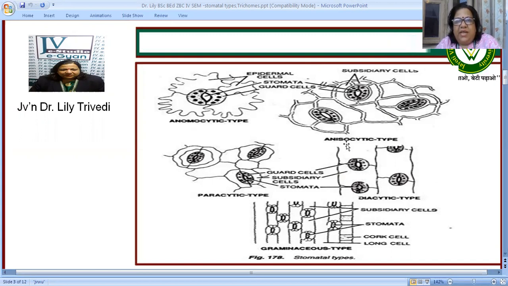We also have the Anisocytic type in which there is no equal distribution. The Paracytic type, where the subsidiary cells are present parallel to the stomata. In the Diacytic type, it is divided into two planes. Here you can see, and then we have the graminous type, where the subsidiary cells are present in rows or as long cells in columns. Now we'll go into further detail.